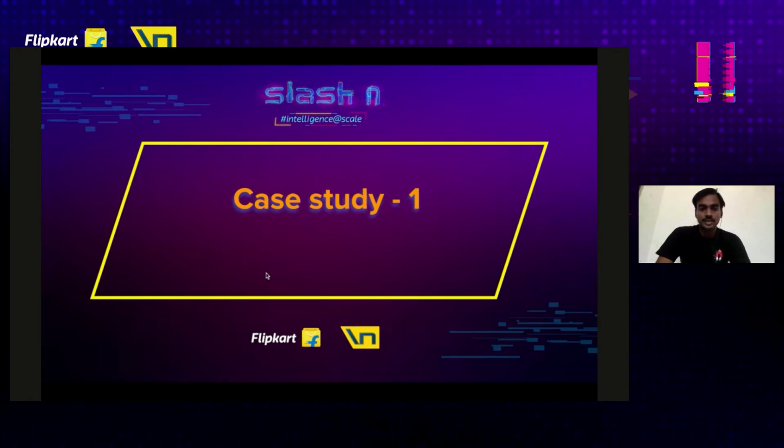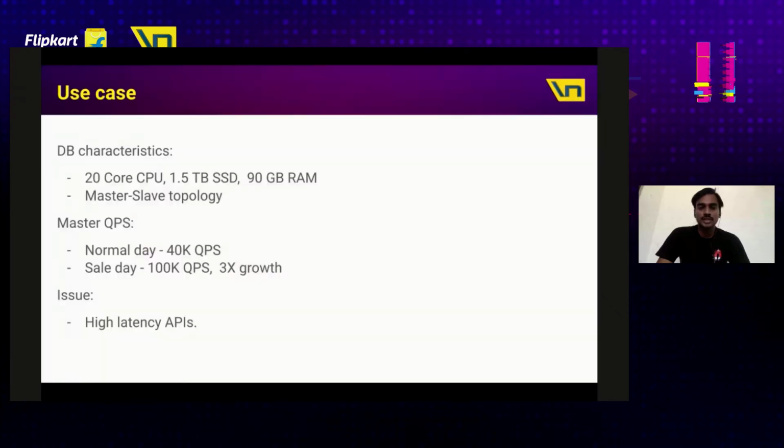I will be discussing two case studies here, and I will talk about the challenges I mentioned. Let's go to the first case study. In this first use case, I'm talking about a database which has a 20 core CPU, 1.5 TB SSD, and 90 GB RAM. We're using a master-slave topology. From a QPS point of view, it takes 40K on a normal day. On sale day, it takes around 100K QPS. On this particular sale day, we saw APIs taking a lot of time.